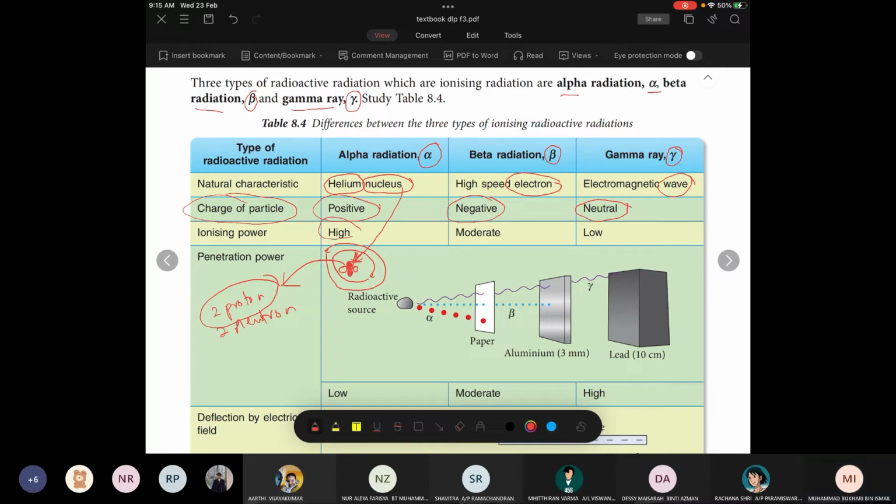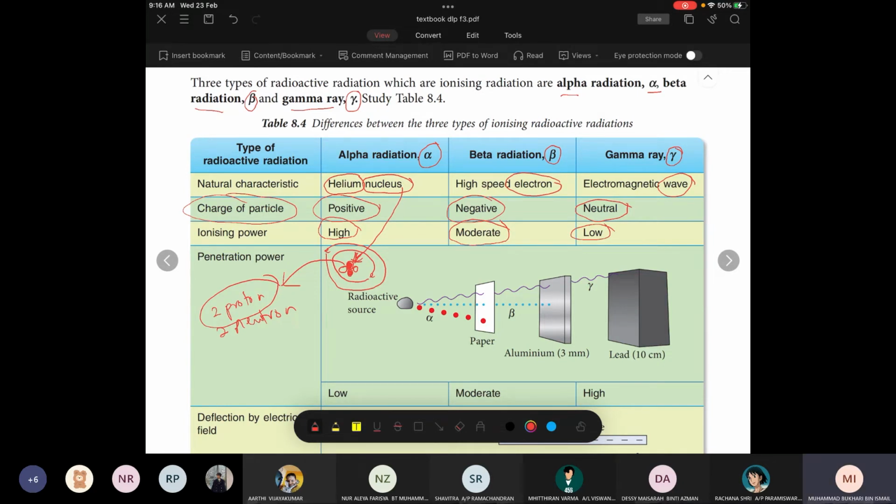Ionizing power. High ionizing power for alpha radiation. Why this happens is because the mass of the nucleus is high, so it has high ionizing power. And beta radiation is moderate, because the mass of an electron is small compared to the nucleus. So it is lower compared to alpha radiation, but it is higher than gamma ray. Gamma ray has the lowest ionizing power.